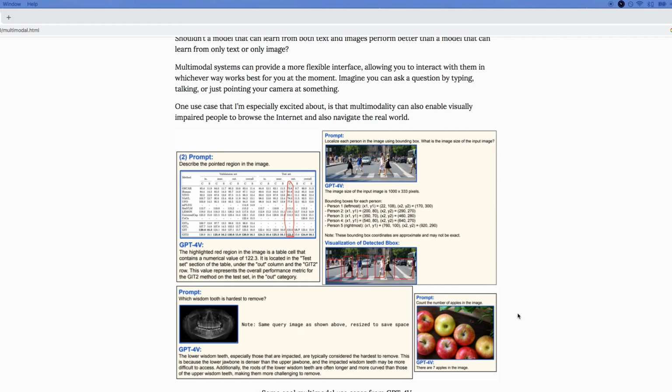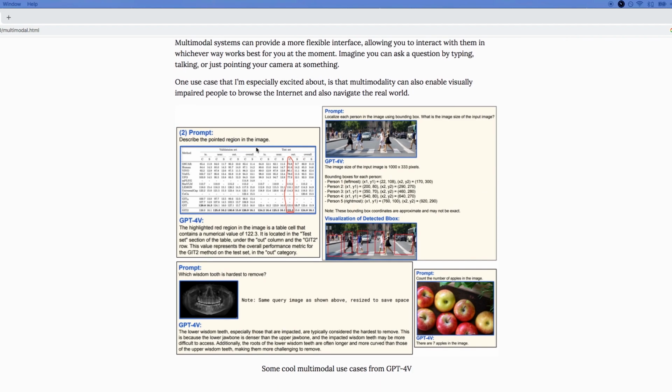Some cool multimodal use cases from GPT-4V. In this image, there are some interesting examples. For example, here, describe the pointer region in the image. So here I'm assuming what's uploaded is a table in image format and it's able to capture a column. I'm assuming underneath there's some sort of OCR conversion.